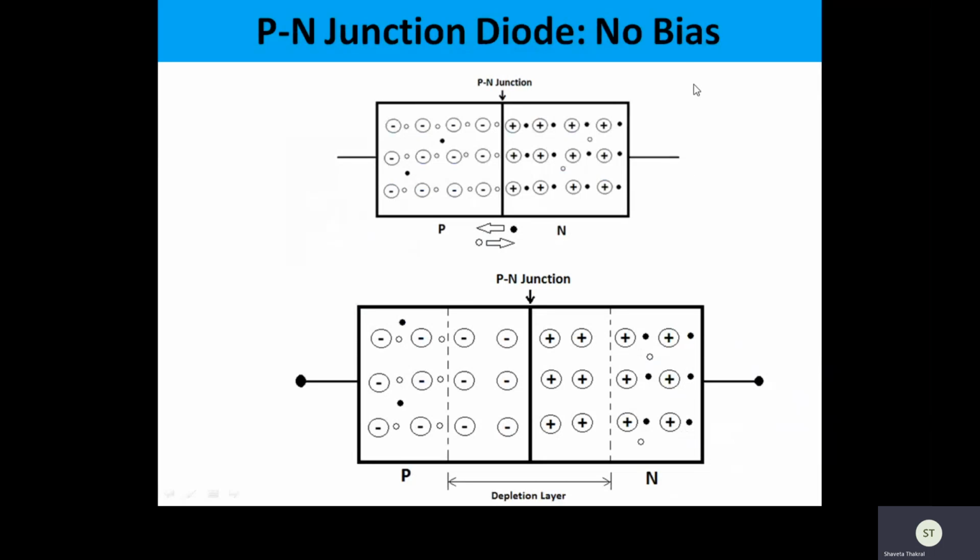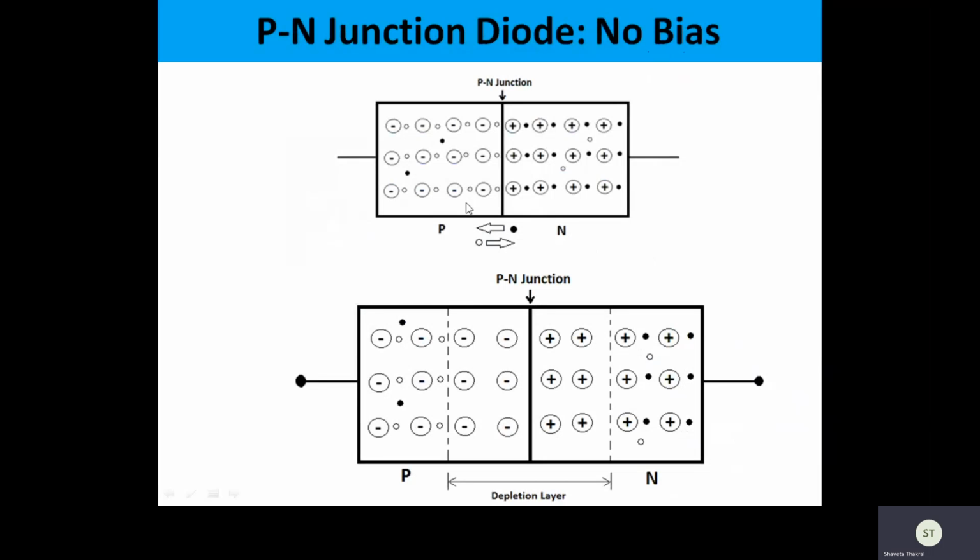Bias means basically we are applying some external DC potential to the PN junction diode. And no bias means no external potential is there, no battery is introduced in the circuit. That means the PN junction diode is under open circuit condition, when both the terminals, this terminal of the PN junction and that terminal, are open circuited. So what is going to happen in the open circuited PN junction diode?